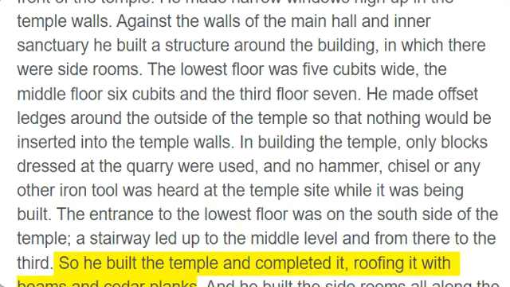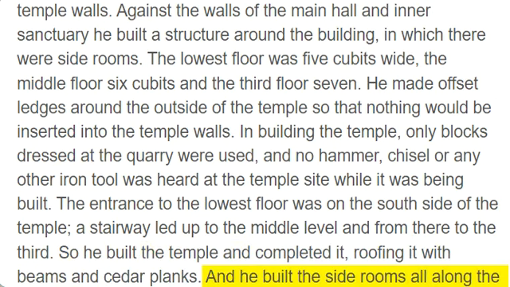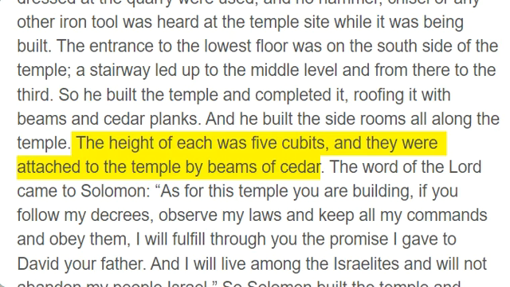So he built the temple and completed it, roofing it with beams and cedar planks. And he built the side rooms all along the temple. The height of each was 5 cubits, and they were attached to the temple by beams of cedar.